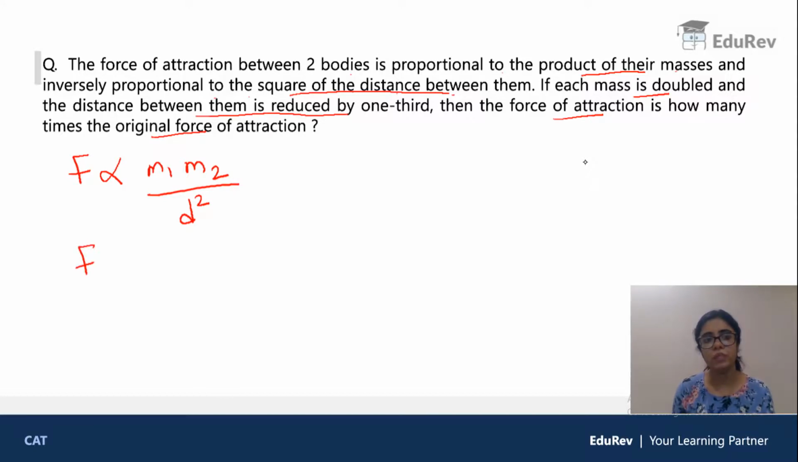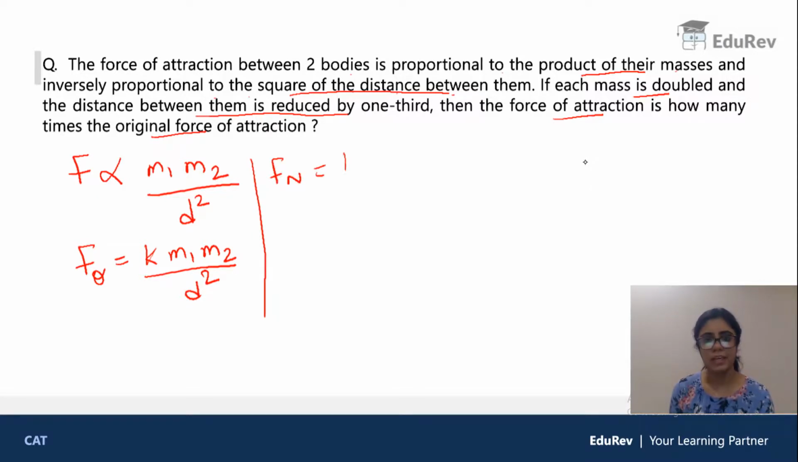Now when I remove this variation sign, I will have to add a constant: F = k M1 M2 upon d square. This is your original force of attraction. Let's call it F0. Okay? Original force of attraction. If each mass is doubled, okay, now we are talking about the new force of attraction. K will be as it is because it's a constant. Each mass is doubled. So M1 will be 2M1, into this will be 2M2, upon the distance between them is reduced by 1/3.